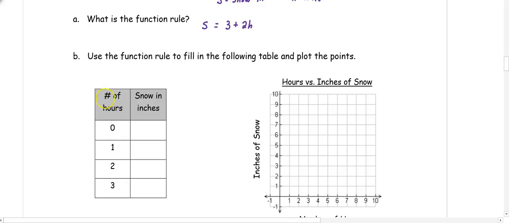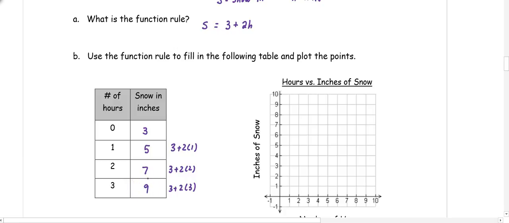So if we have 0 hours of snow before the next snowstorm starts, we already have 3 inches of snow. After 1 hour, we would have 3 plus 2 times 1, which would be 5 inches. After 2 hours, we'd have 3 plus 2 times 2, which would be 7 inches. And after 3 hours, 3 plus 2 times 3, which is 9 inches.